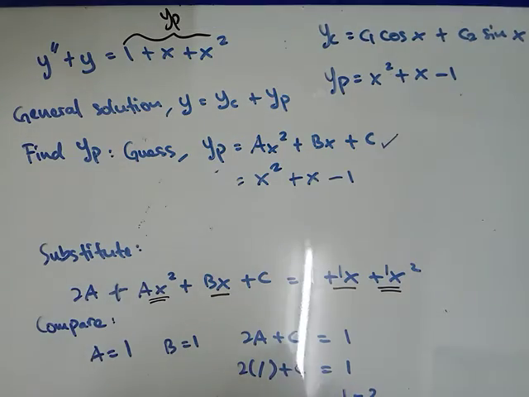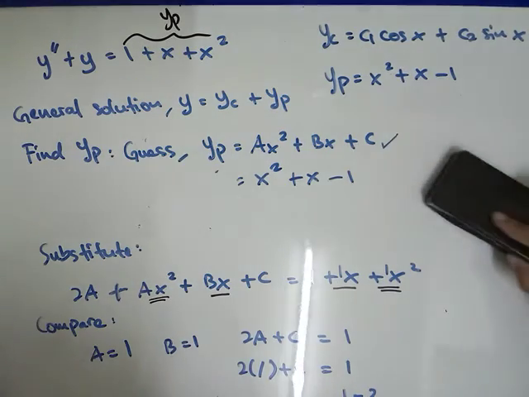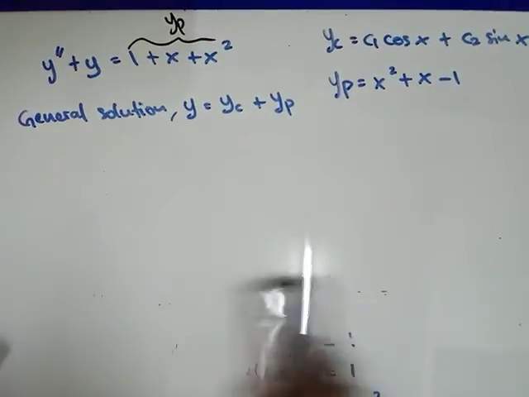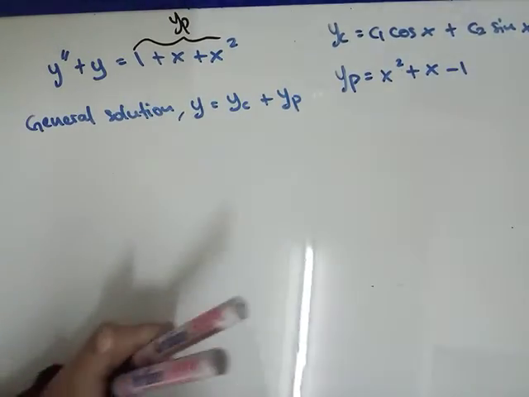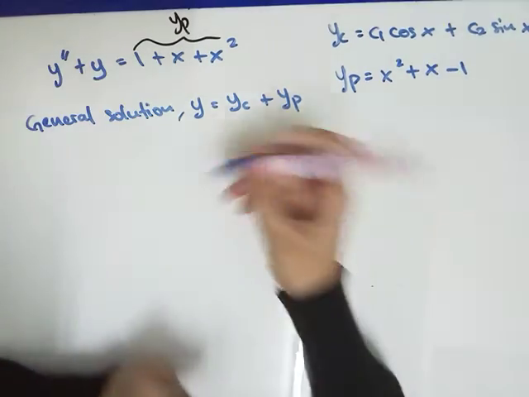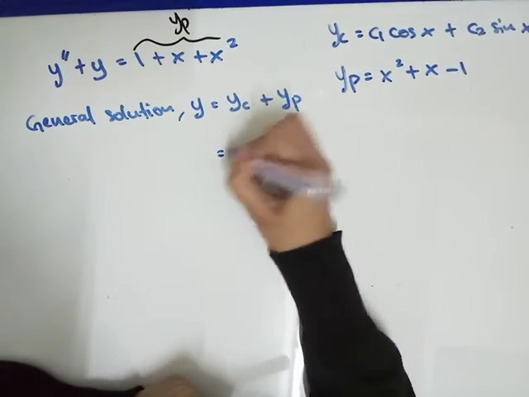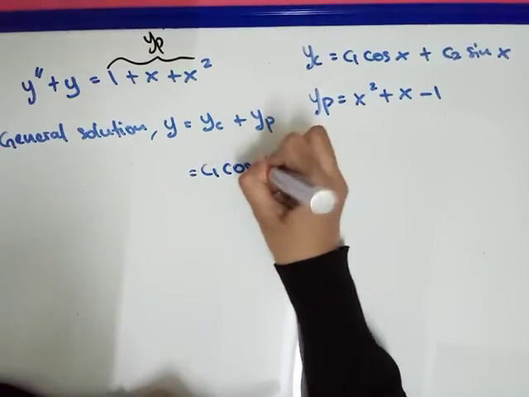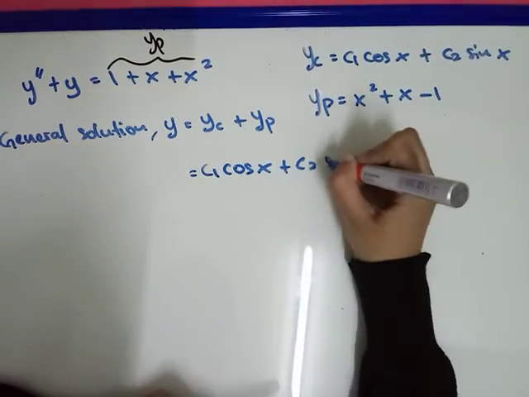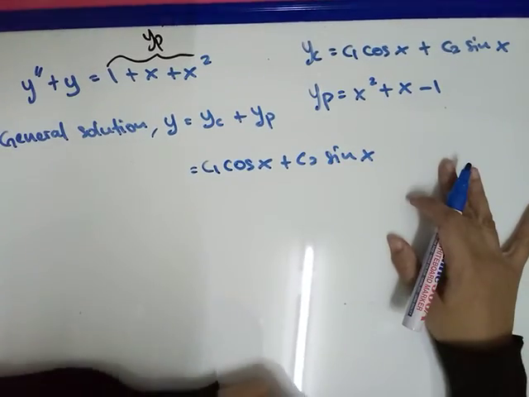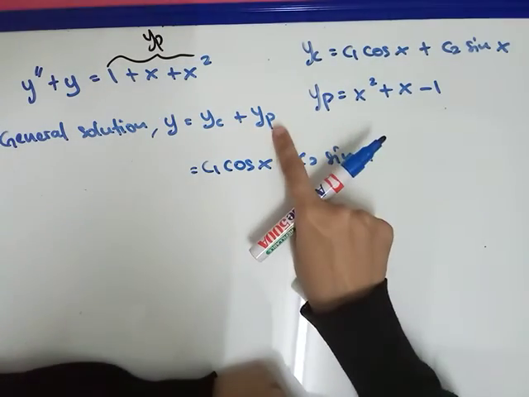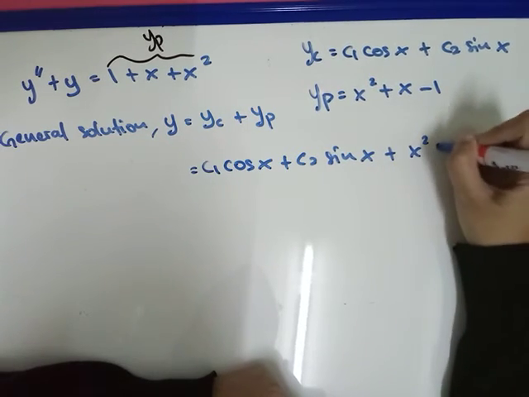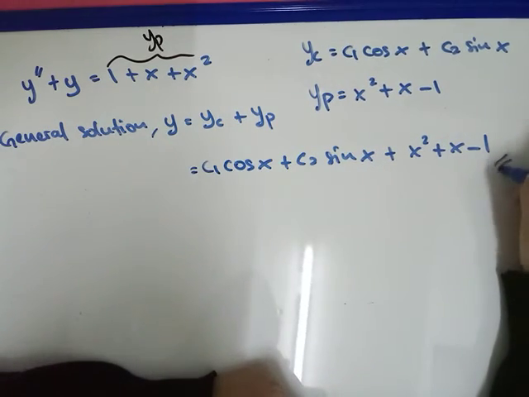And then you can substitute into the general solution. Y equals yc. What is yc? C1 cos x plus c2 sin x, plus yp. Yp is x squared plus x minus 1. So this is the answer.